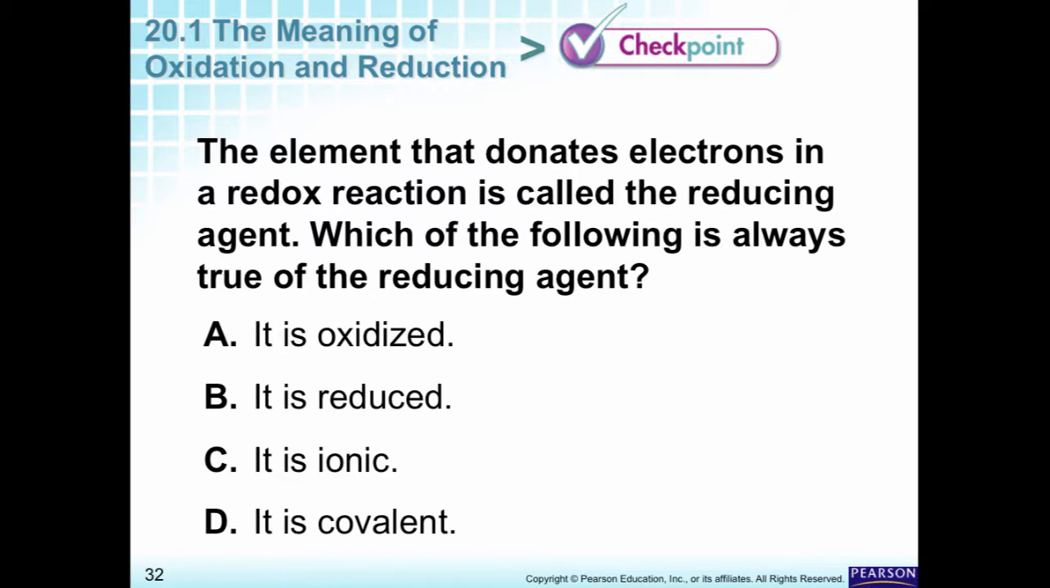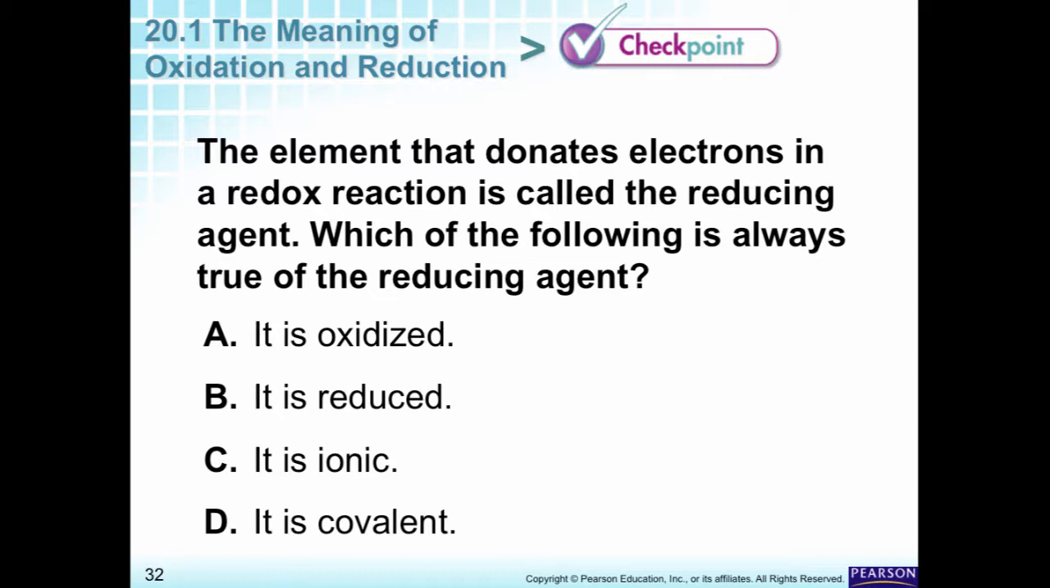All right, let's ask a question. The element that donates electrons in a redox reaction is called the reducing agent. Which of the following is always true of the reducing agent? Don't shout it out. Think about it for a second. B. F. Thank you for shouting something out. I said don't shout anything out.